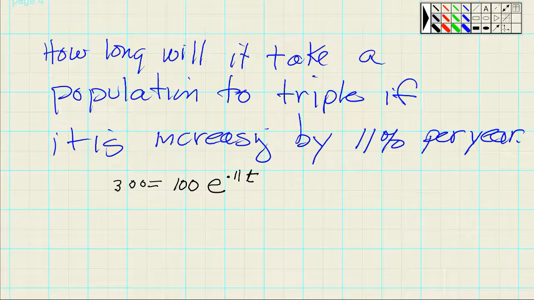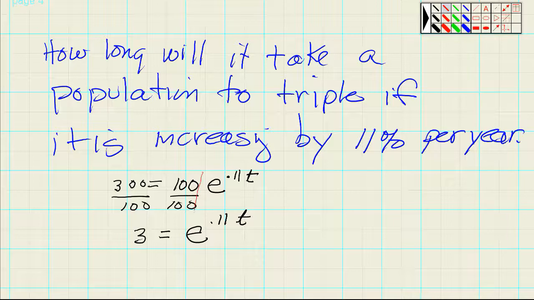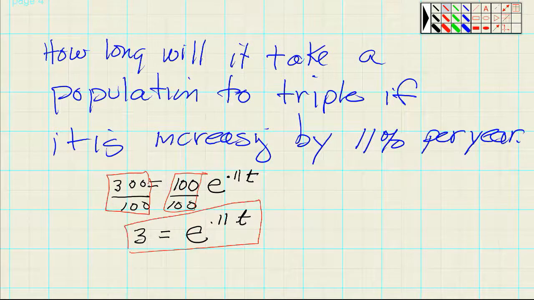Okay, then what do I do to solve that equation? First thing I do is divide both sides by 100. And voila, I've got the equation 3 is equal to e raised to the 0.11t. No matter what number I had started out with, if I triple it, put it on that side, and then divide, that's the equation I would end up with. So we'll keep going in solving this equation.